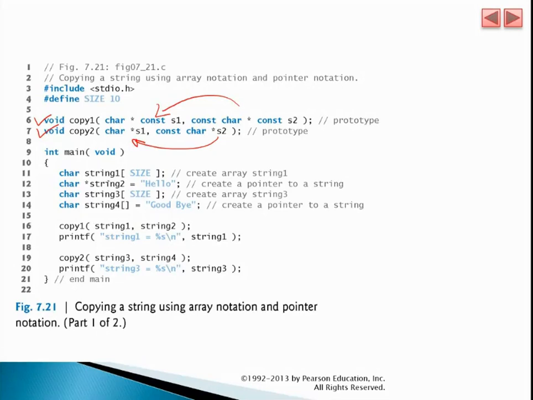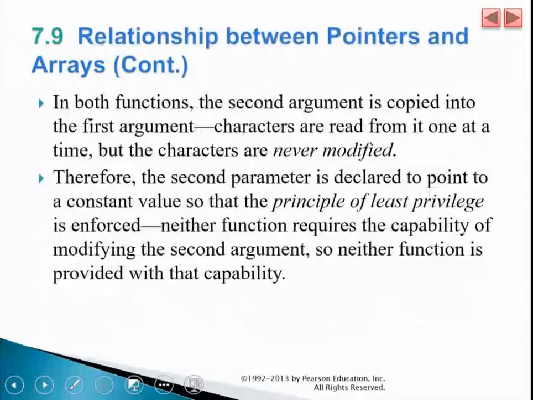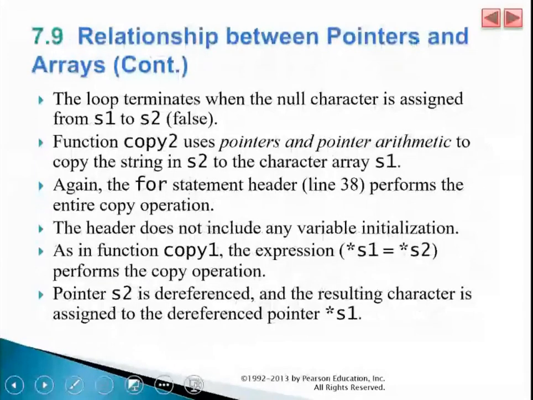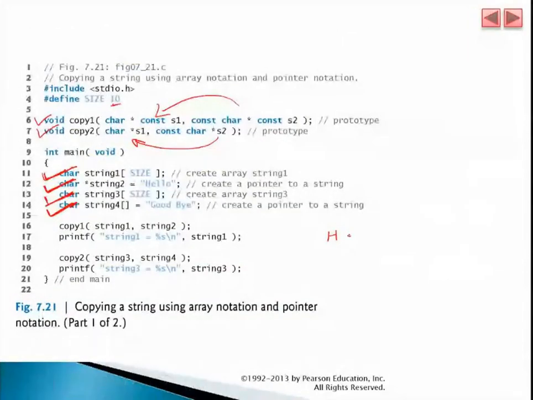Let's assume that we are having a string, string one, a character array of size 10. Then we are having this pointer to a string. Then we are again having a character array. Then again a pointer to a character string. So what are these four things actually? Let me see if there is a diagram for this. Okay, there is no diagram. So it is something like this: Hello. This is stored in the memory. This is a character array.